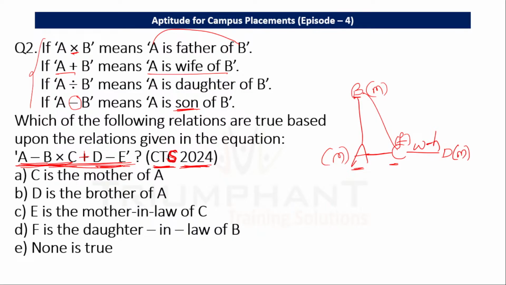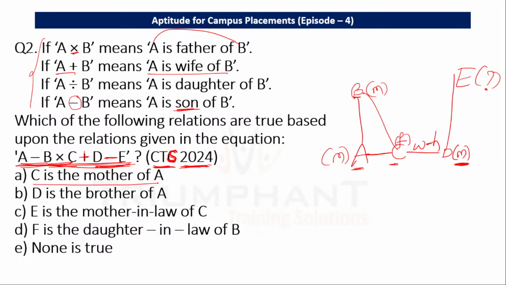Next, D and E are connected by minus. If two letters are connected by minus, it is son. So D is the son of E. In the statement, D is the son of E, I know D being a son, male, and we are not given E's gender. So now here is the first statement.